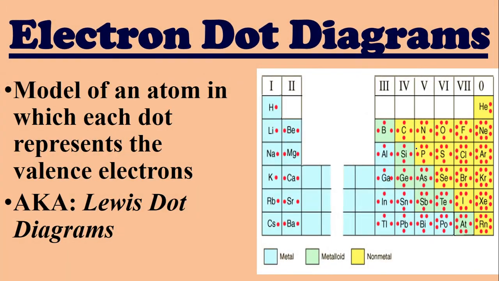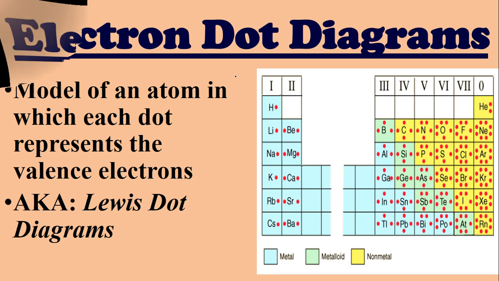All right. Now, something that goes along with Bohr's model is something called the electron dot diagrams. You can kind of see them in the picture over here. The electron dot diagram is a model of the atom in which each dot represents the valence electrons. The difference here is we don't have to draw the circles. We just have to do the dots. Sometimes this is also called Lewis dot structures, based off the person who developed them.